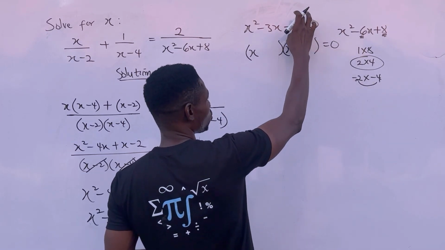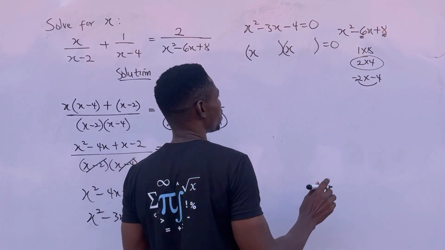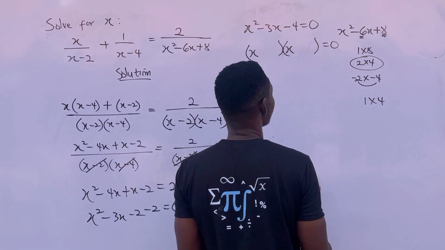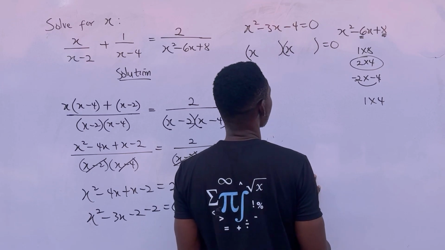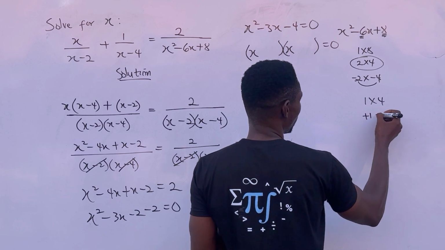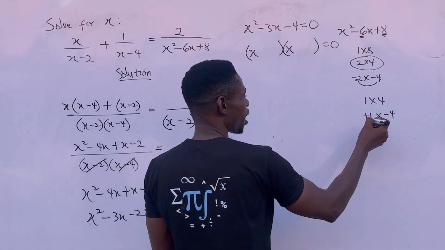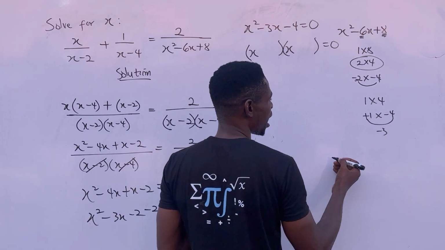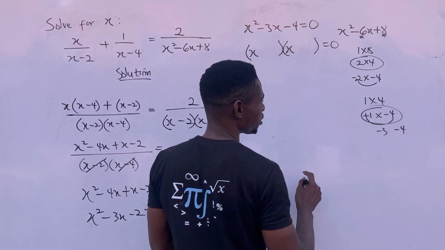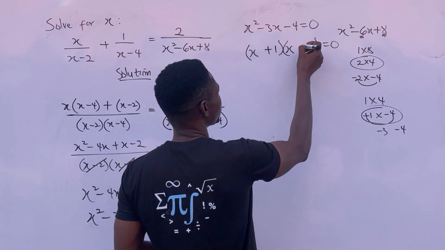What are two numbers we multiply to get negative 4 and we add to get minus 3? Let's try. So we have 1 multiplied by 4. Okay. So how about plus 1 multiplied by minus 4? Yeah, if we add them, it gives us minus 3. If we multiply them, it gives us minus 4. So these are the correct parameters to use. So we'll have plus 1 and minus 4.